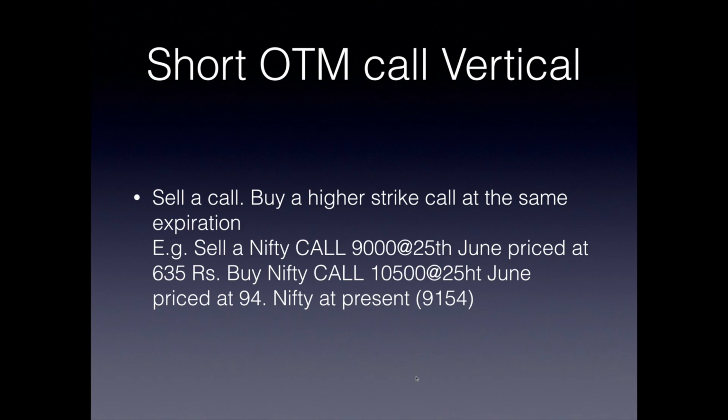The strategy works like this: you sell a call and buy a higher strike call at the same expiration. For example, you sell a Nifty call with strike price 9,000 rupees expiring on 25th of June, and you also buy a Nifty call at 10,500 expiring on the same date, with Nifty at present being 9,154. One thing to note here is that when you sell a Nifty call, you are going to receive a premium. That means you are going to receive those 635 rupees, and to buy the other call you are going to spend 94. So 635 minus 94 is what you are going to gain on the very first day.